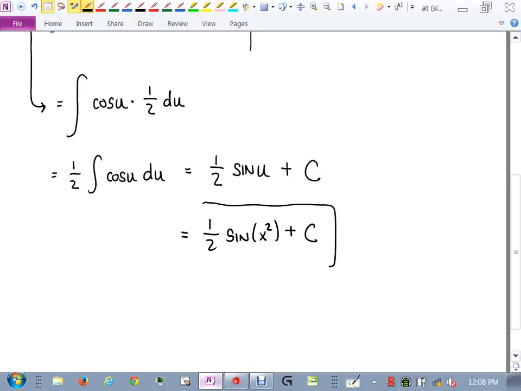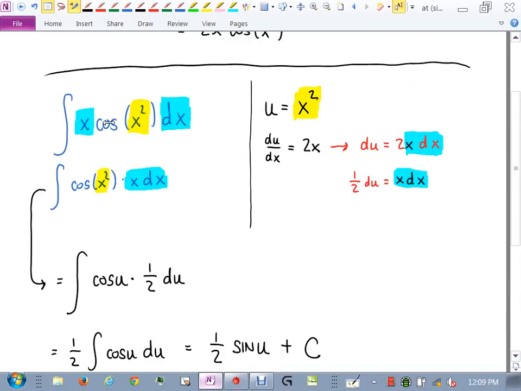Now check it for yourself. Well, we can check it. What is the derivative of this? Well, forget the 1/2. What's the derivative of sine of x squared? Cosine x squared times 2x. We did that earlier, right? And then take half of it, and what do you have? Just x cosine x squared, which is exactly what we were trying to find the antiderivative of. That's the method. That's the technique. Yes?